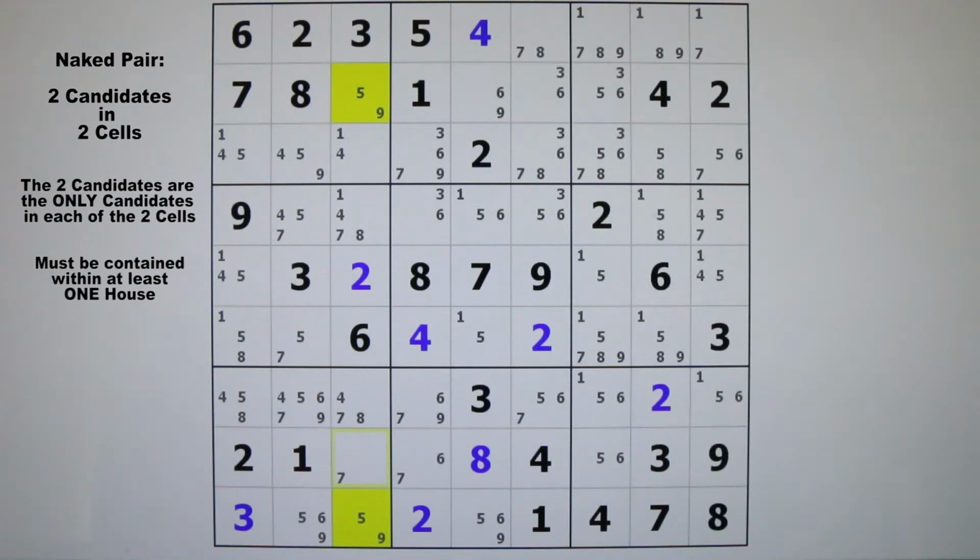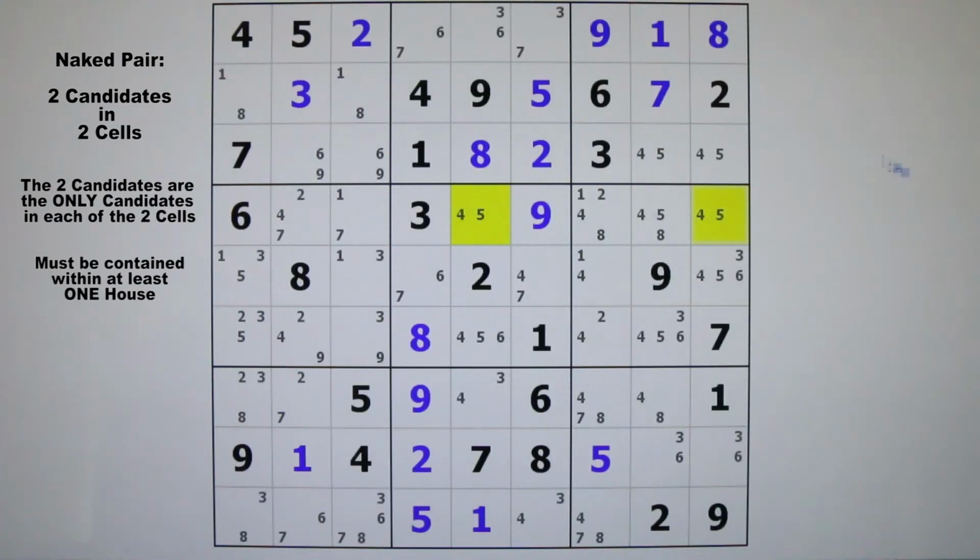All right, the next puzzle, in row 4, we have a naked pair of 4 and 5, and 4 and 5. So we can eliminate all the 4s and 5s that lie outside those yellow cells in row 4. So that 4 is false, that 4 is false, that 4 is false, and that 5 is false. All right, next.